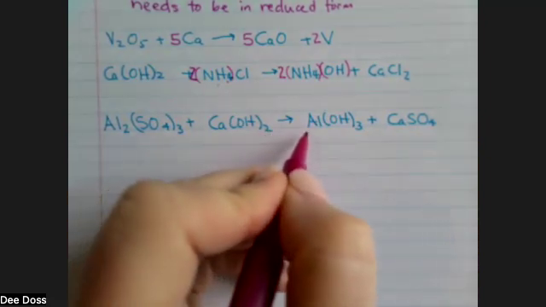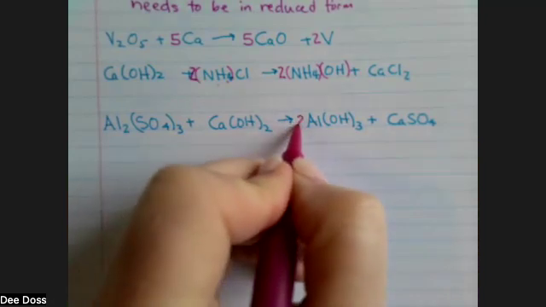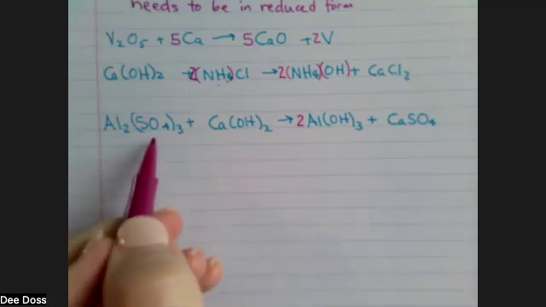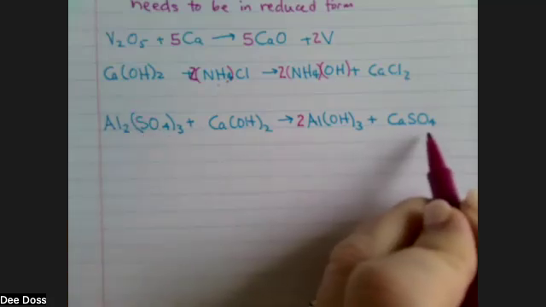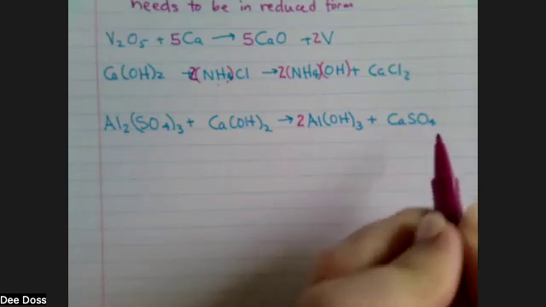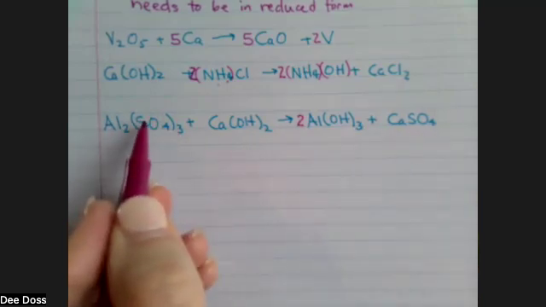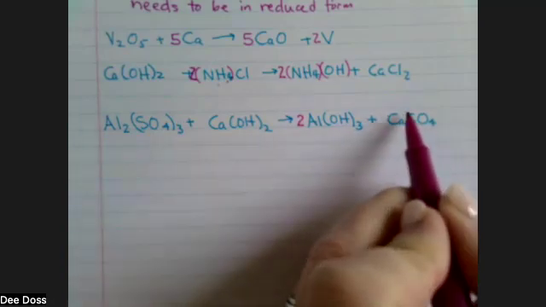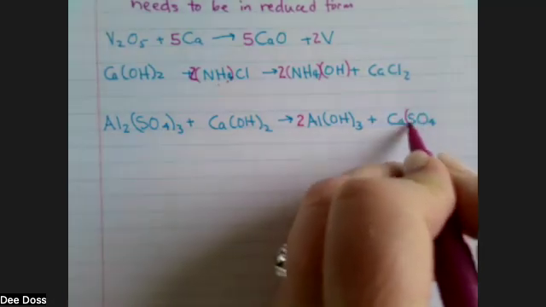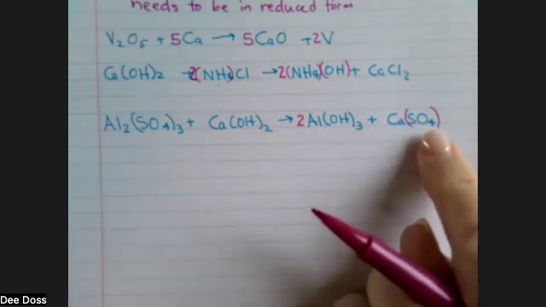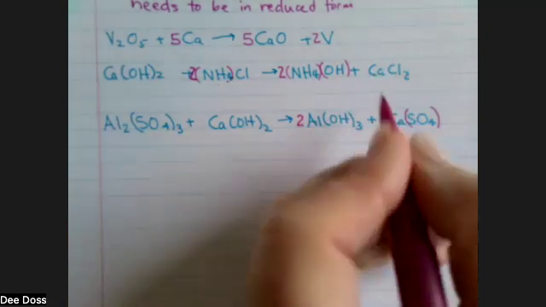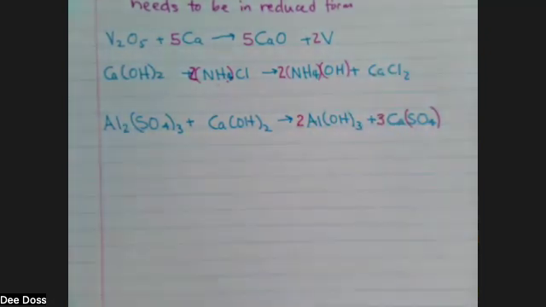Okay, so aluminum, I have two aluminums. I come over here, I have one. I've got to put a two out front. My aluminums are balanced as of right now. All right, SO4, it's together here. It's also together here. So how many SO4s do I have? I have three. Over here I have one. Again, if you need to put it in parentheses so that it makes sense that there's only one there, do that. That's okay. But I have three over here, so I have to put a three out front.